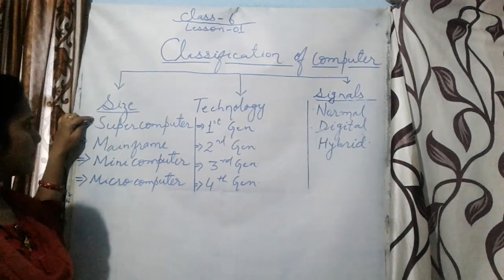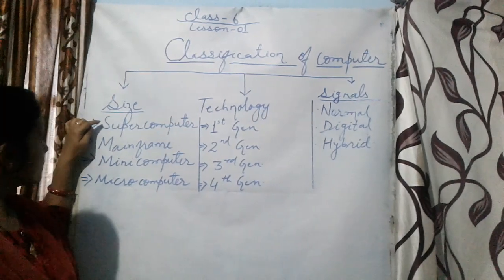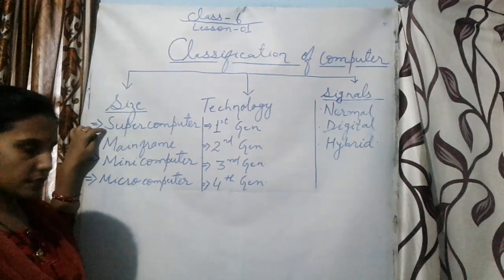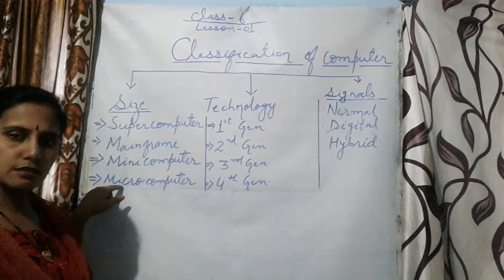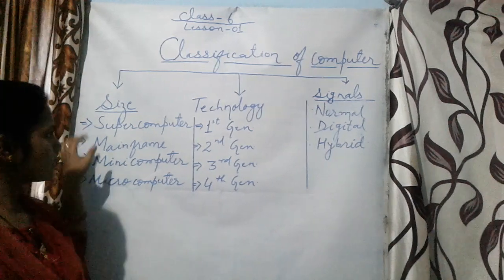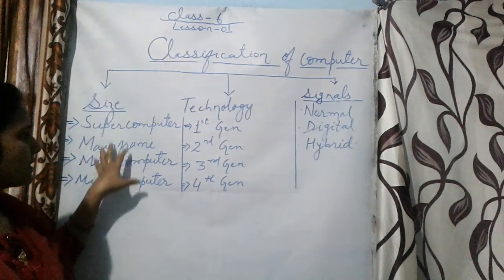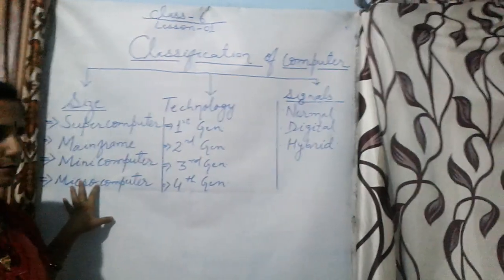Computers are divided into types. The first is the supercomputer, then the mainframe computer, the mini computer, and the microcomputer. According to size, computers are classified into four types.